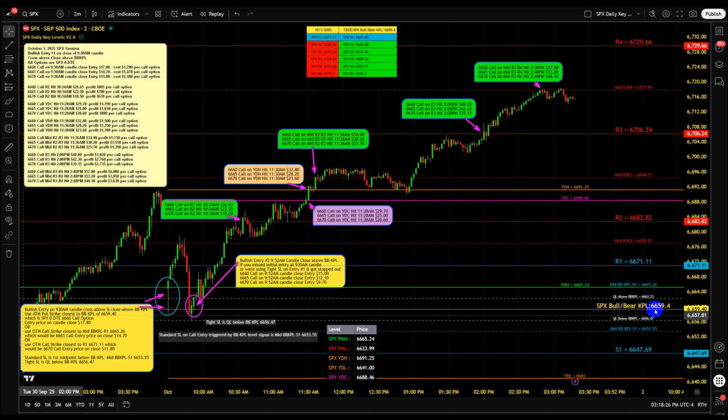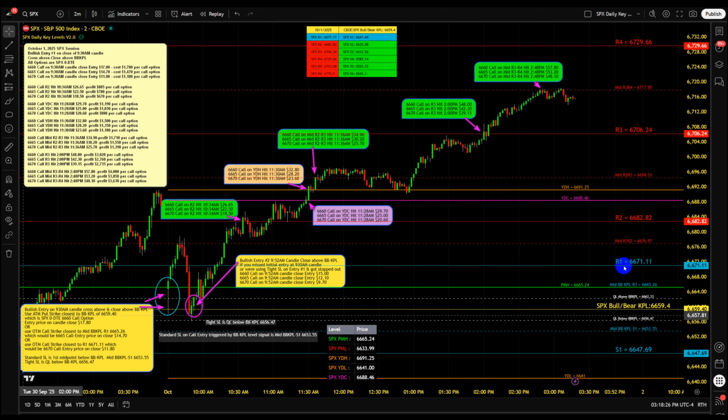Your second option and third option would be slightly out of the money options. How you determine which strikes to use for those is as follows. You look to the first midpoint above, which is the mid BBKPL R1, which is 66.6526. So the strike closest to this price is 66.65. So that would be your alternative if you wanted to instead use an out of the money option, having less money to lay out for this bullish entry.